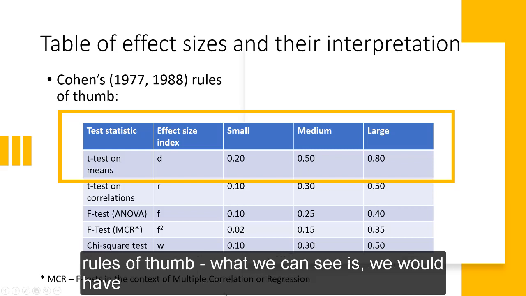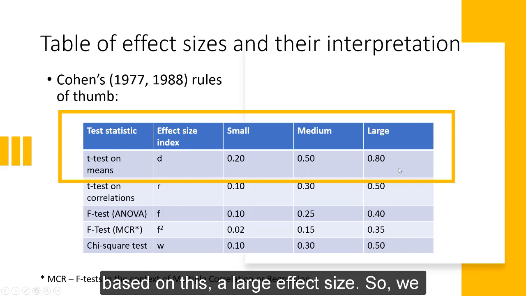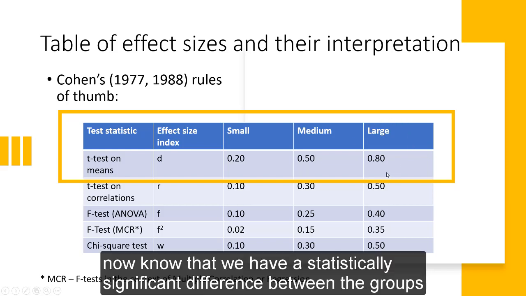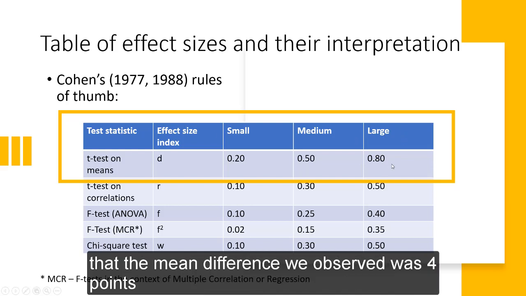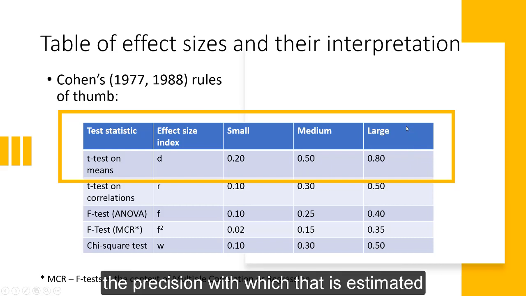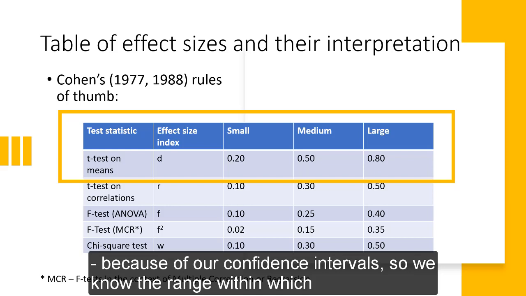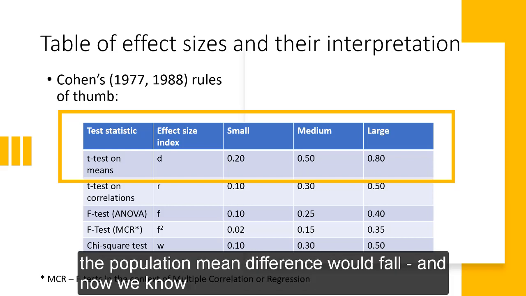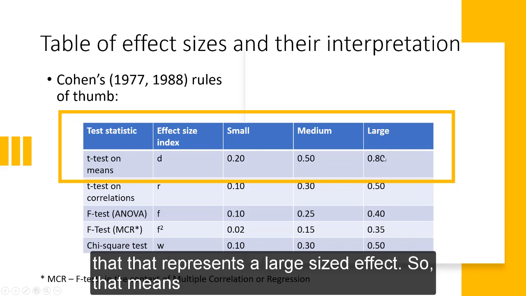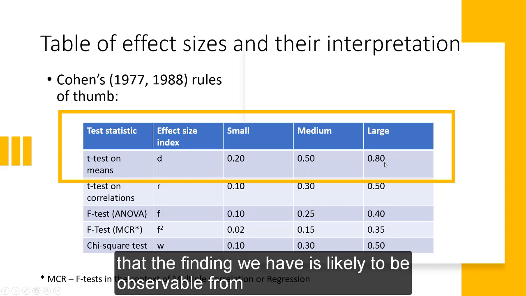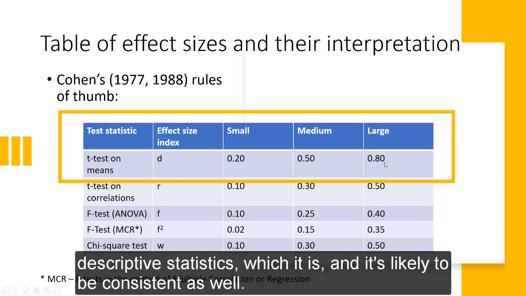But if we look back at our rule of thumb, what we can see is that we would have, based on this, a large effect size. So we now know that we have a statistically significant difference between the groups, that the mean difference we observed was 4 points. We know the precision with which that's estimated because of our confidence intervals, so we know the range within which the population mean difference would fall. And now we know that that represents a large sized effect. So that means that the finding we have is likely to be observable from descriptive statistics, which it is, and it's likely to be consistent as well.